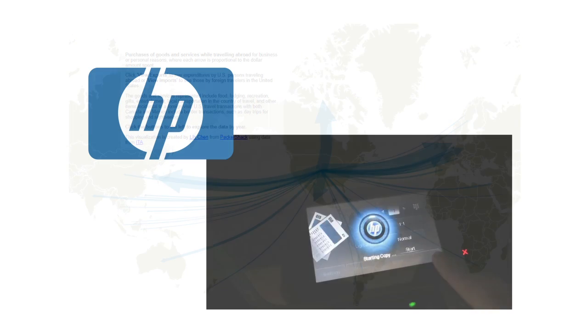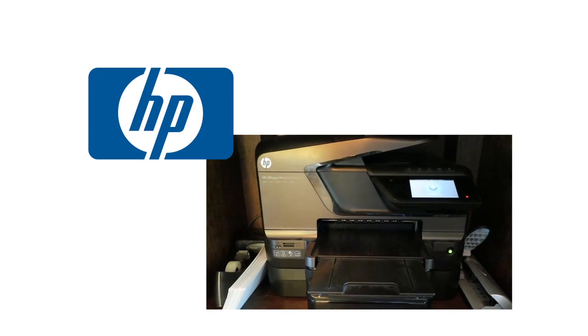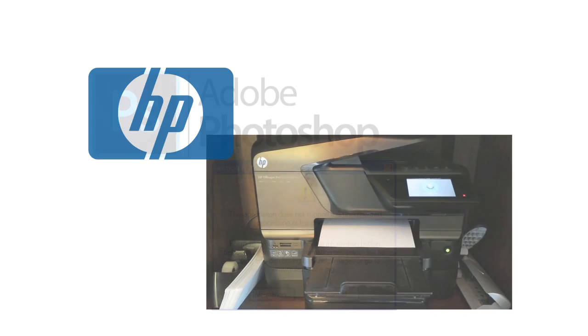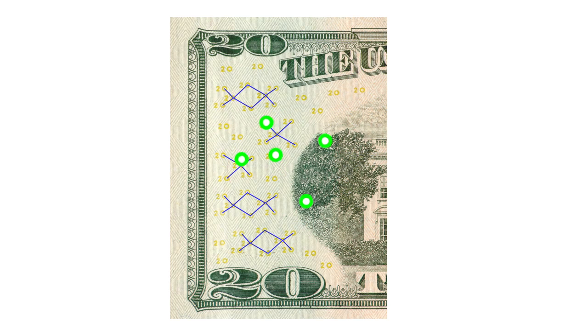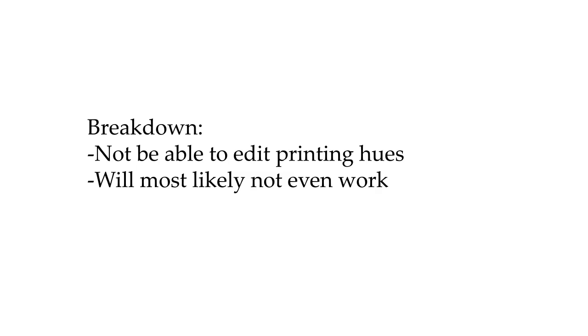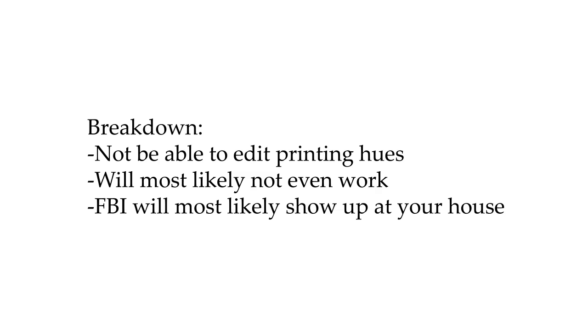Software within the US copy machines won't allow you to print counterfeits, and other companies such as Adobe Photoshop won't even allow you to import exact replicas of any currency into the program, all due to the simple 5-ring arrangement that can be camouflaged into any currency. So, let's do a breakdown. You would not be able to edit printing cues for your fake, your print will most likely not even work, and the FBI will most likely be alerted of your linen paper and special ink orders, as well as receive notifications from your printer and copier if it is capable of connecting to a network.